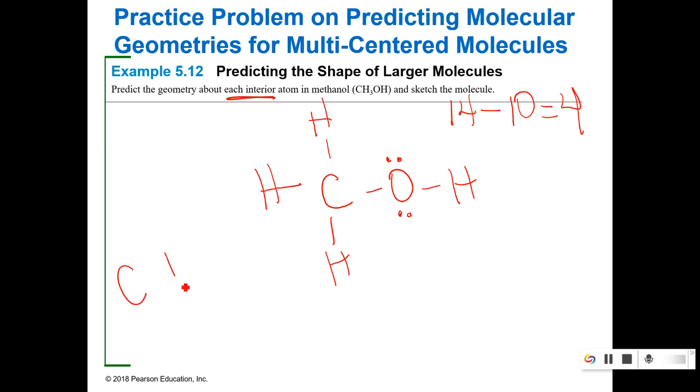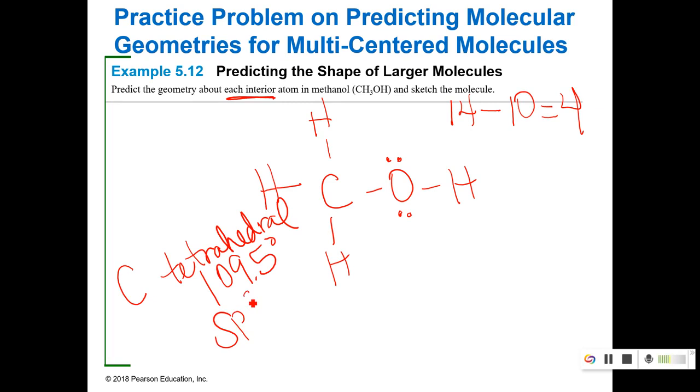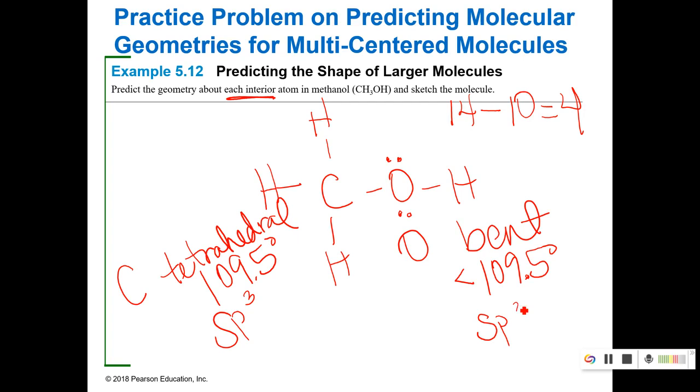So carbon is tetrahedral. It's got 4 bonds. 109.5 degrees, sp3. The only other central atom is oxygen. That one's bent. 109.5 degrees, less than. And this is still sp3 because it's based off the total.